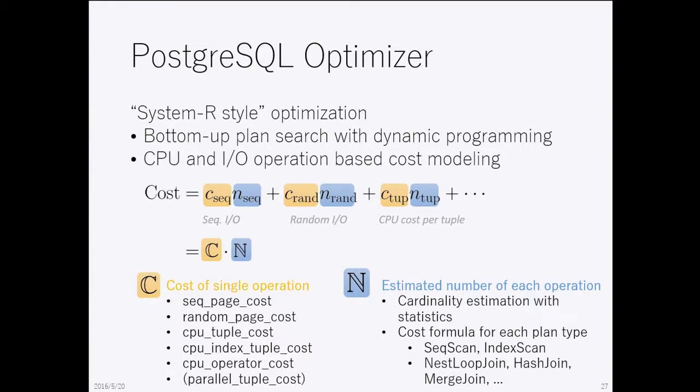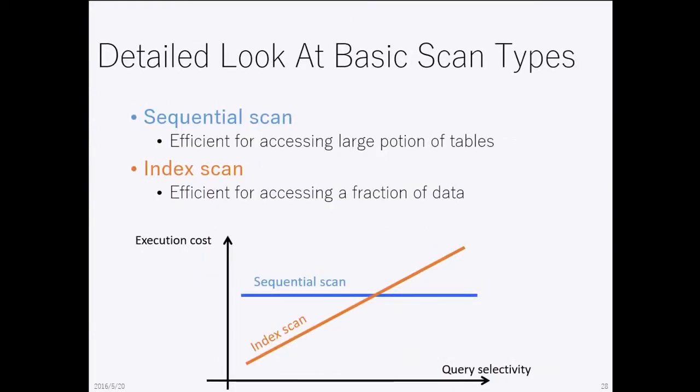These parameters represent the computational overhead of a single operation, and the number of each operation in a query is estimated from statistics and from the cost formula of each plan node type. This is the cost formula. It consists of multiplication of single operation cost and operation count, summed up. Postgres has a lot of plan node types, so it's very hard to cover all of these types. In this talk, we would like to focus on only basic cases and look into the details of cost modeling.